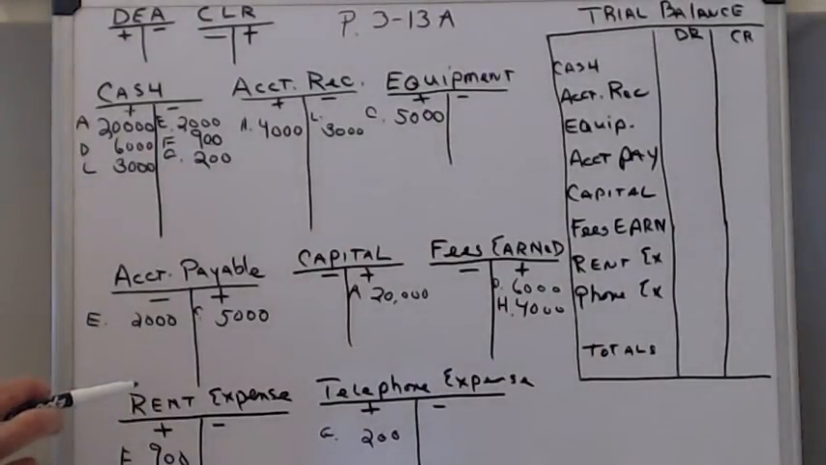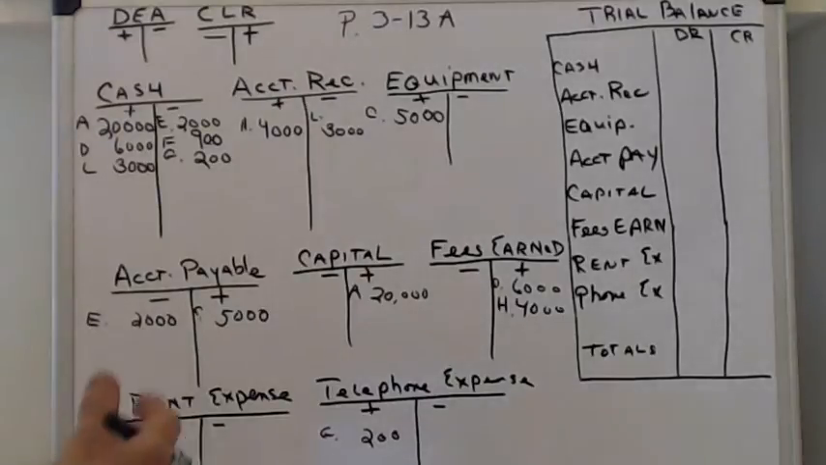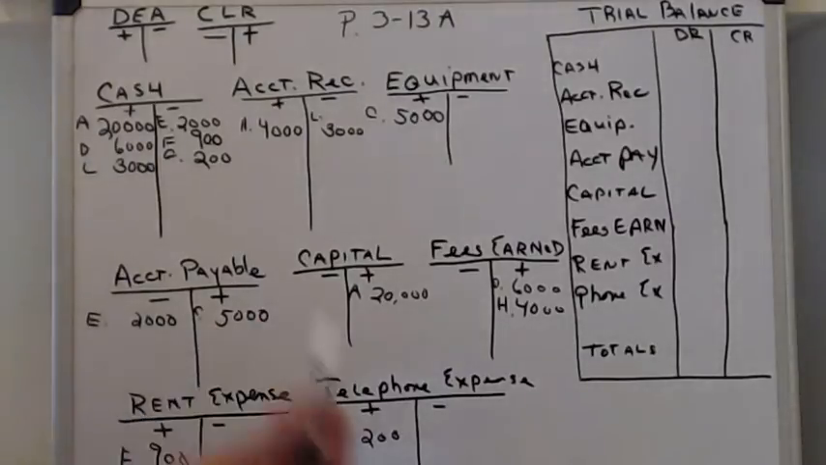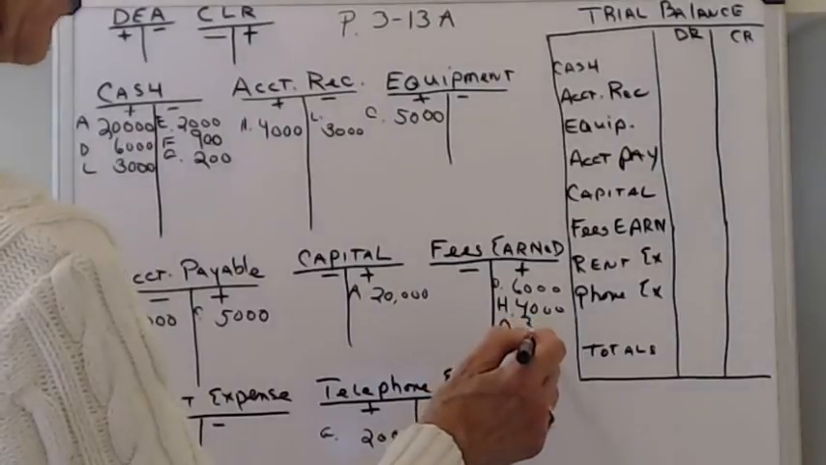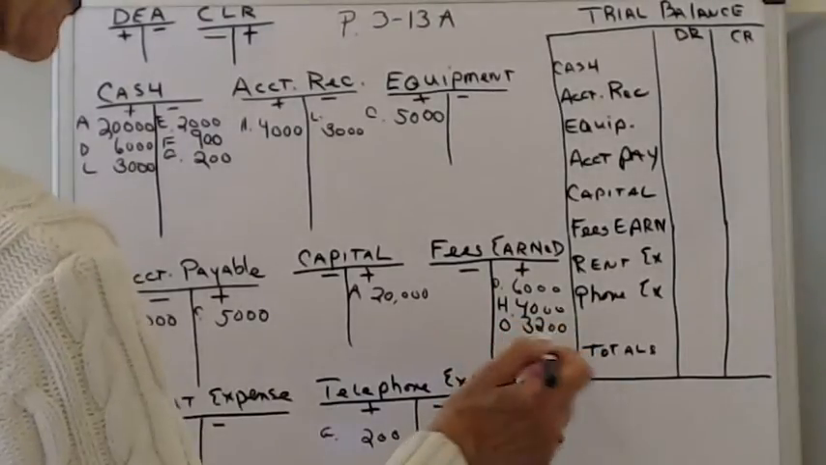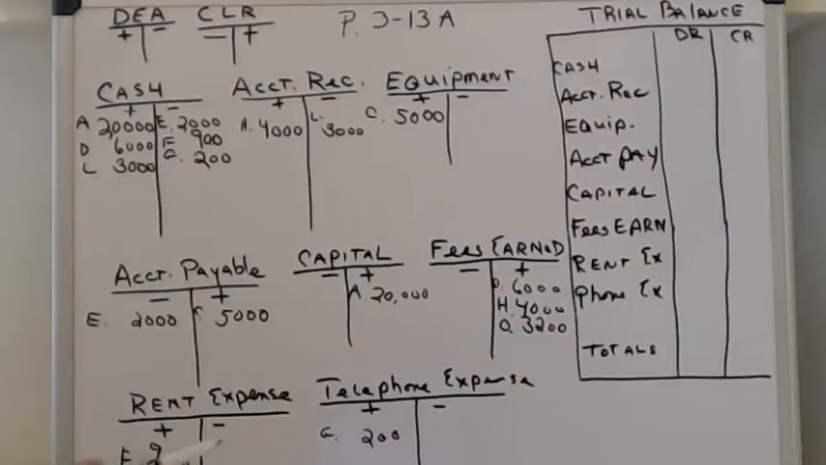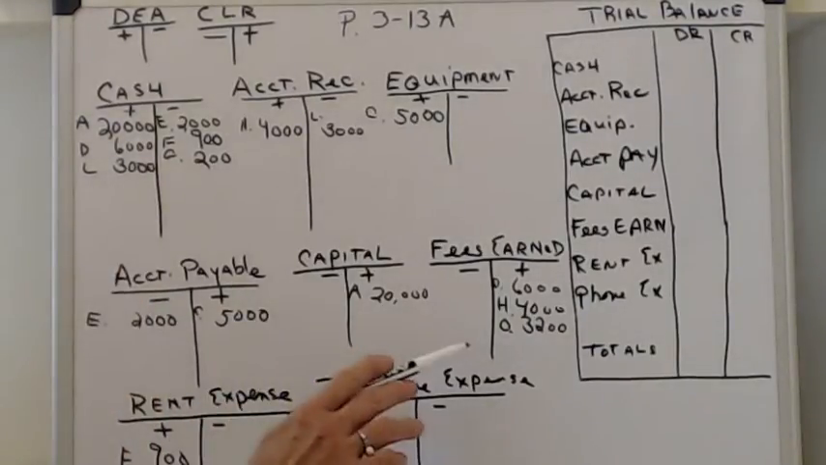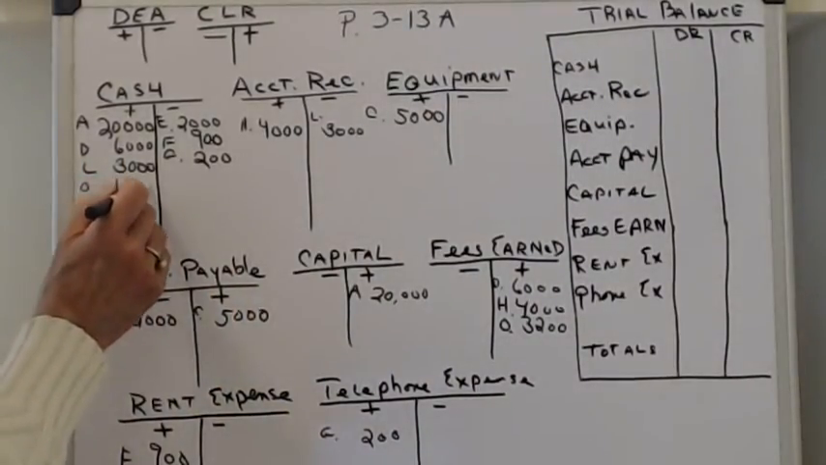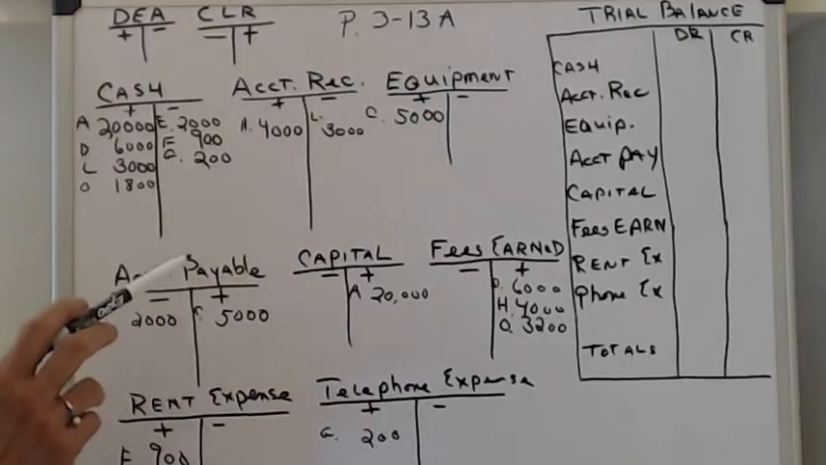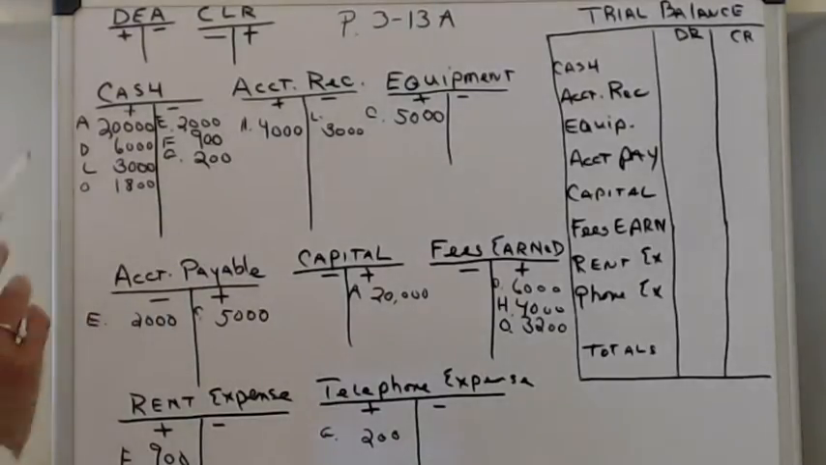Then I'm going to do one more, and we're going to go to the letter O. He earned some more money. He's doing really good. For the remainder of the month, he earned $3,200. So I'm going to go to fees earned and add $3,200. Now he earned it, but he didn't receive it all in cash. He received $1,800 in cash, so I'm going to add cash $1,800. That means the customer still owes him $1,400.